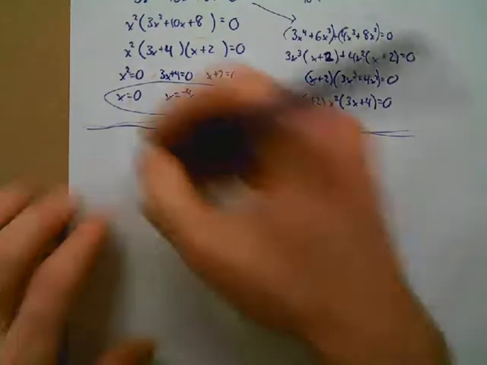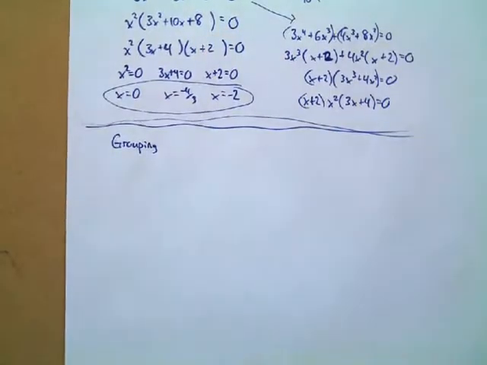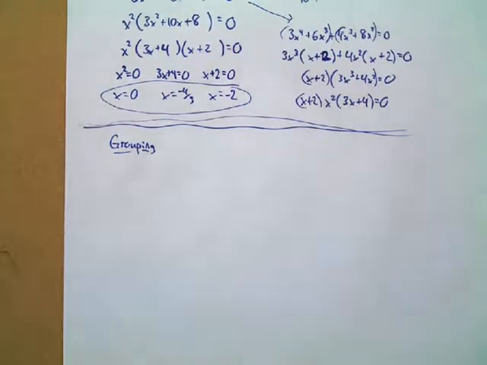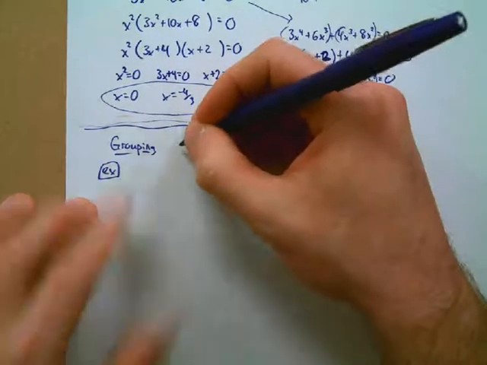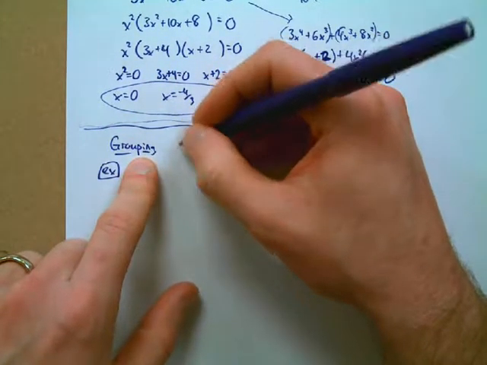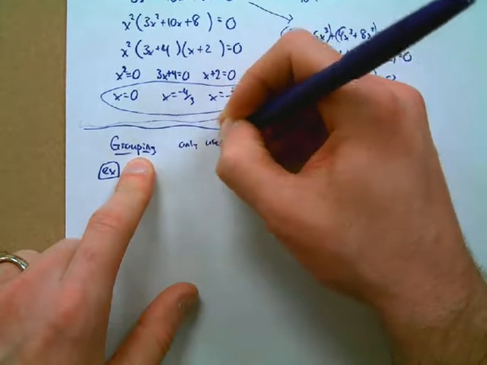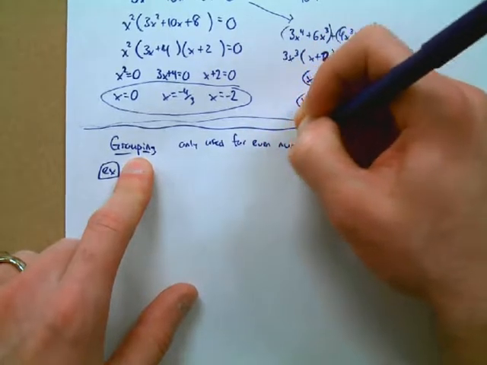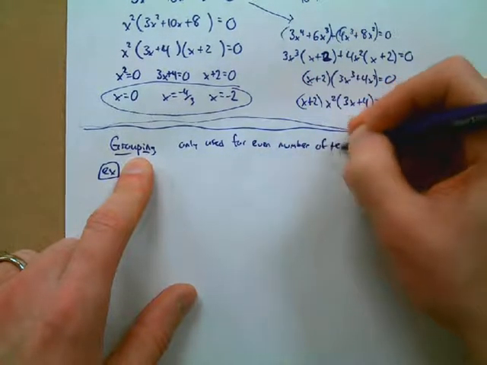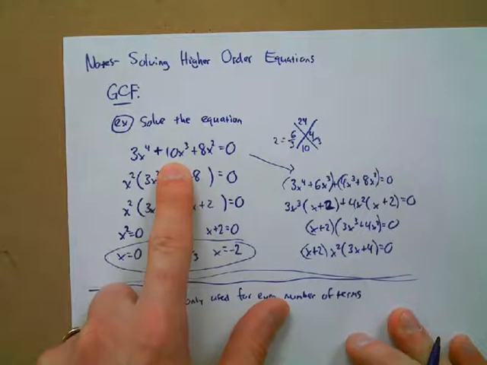Strategy number 2, grouping. We've already kind of seen this. One thing about grouping is you really only want to use grouping when you have an even number of terms, because otherwise your groups won't be even. So in other words, this first question that we did is not a good candidate for grouping because there's an odd number, 1, 2, 3 terms here. For grouping, we really want an even number of terms.